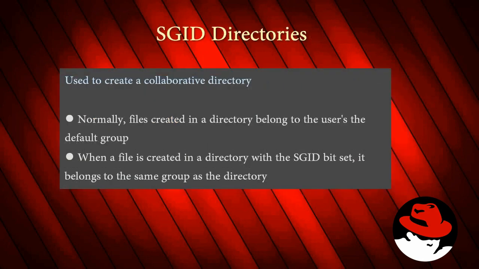The SGID directories are used to create collaborative directories. Normally, files created in a directory belong to the user and the default group. When a file is created in a directory with the SGID bit set, it belongs to the same group as the directory. So SGID and SUID would allow you to configure the group and user related security concerns. You could use the id command for a user and group.